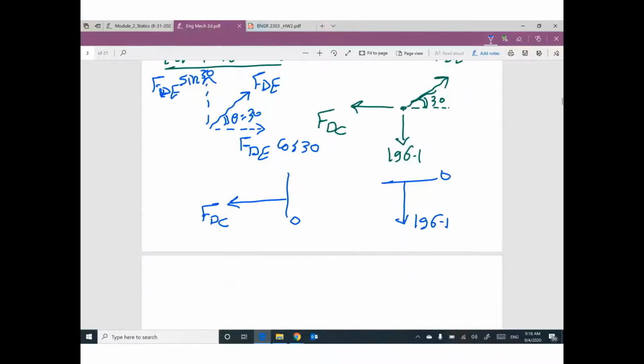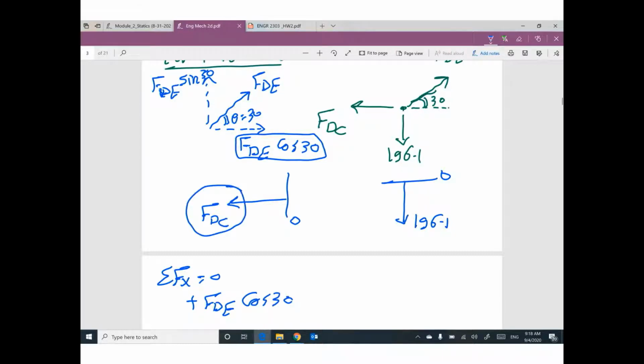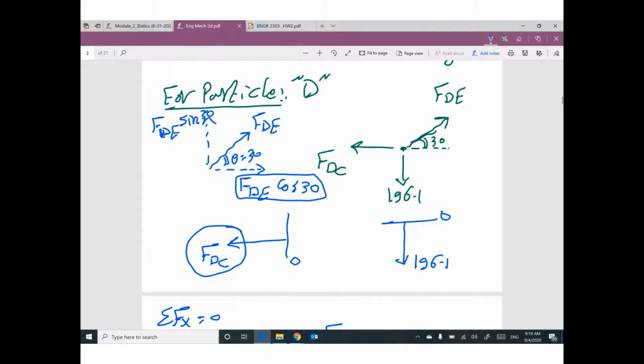So if you apply summation Fx equals 0, what do you have in x direction? We have this component, which is positive, FDE cosine 30. What else? We have this one negative. Be careful about the sign. Negative FDC. Do you have anything else? Please don't forget any. I'm talking about only joint or particle D. I don't care about anything else in the problem.